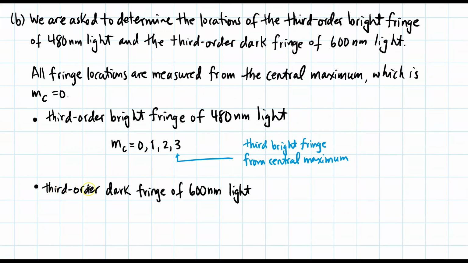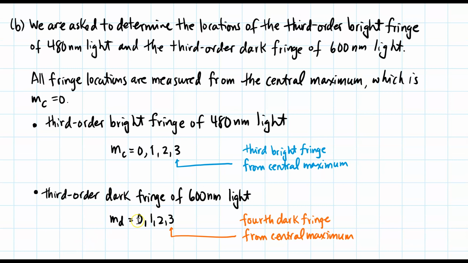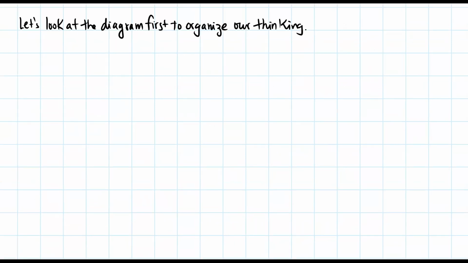If now we look at the third order dark fringe from 600 nanometer light, mD equals 0 is not the same as mC equals 0. So this is a different location than mC equals 0. So I have to account for the 0. So the third order then means I've got 0, 1, 2, 3. So from the central maximum, it's the fourth dark fringe from the central max. Let's look at a diagram first to organize our thinking.